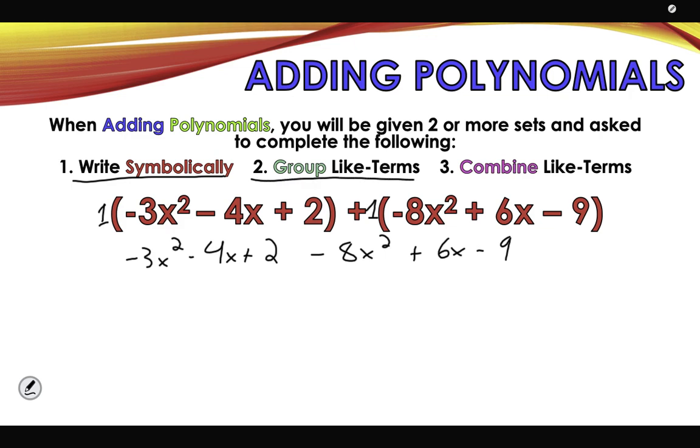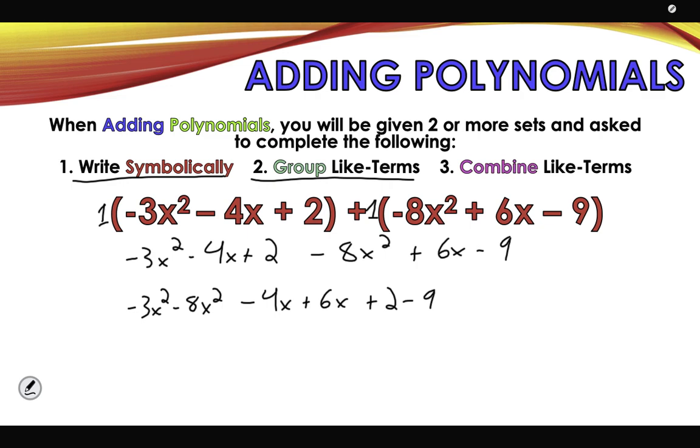Now I need to group like terms. So I got all my x squareds together. Now I'll get all my x's together. And now I'll get all my constants together. After I group like terms like that, I'm going to combine the ones that are like terms.